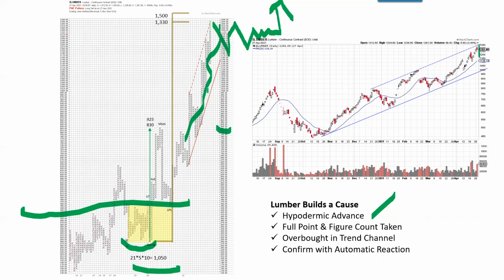But the channel that we see over here also exists on a shorter time frame here, well, no, I guess it's about the same time frame. We can see that channel also developed on the vertical chart, and it is overbought and is now pausing in the area of this overbought condition. May be able to get up to the 1500 level. The automatic reaction will ultimately be the thing that will tell us that a range-bound condition is in place for lumber.